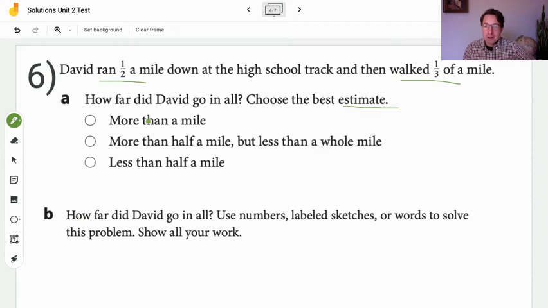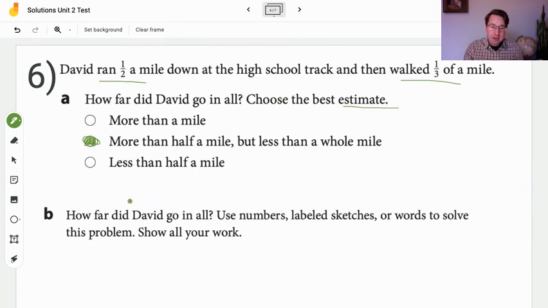More than a mile? Well, I know that 1/3 is less than a half, okay? And I know that you have to have 2 halves to equal 1 mile. So there's no way he walked more than a mile. So it can't be that. More than half a mile. Well, yeah, of course it has to be more than half a mile because he ran a half mile, he walked a third, but less than a whole mile. I'm thinking that's right. And then less than half a mile, that can only be right if he had not done that first part. So the answer has to be this one here. Have fun filling that in with your trackpad.